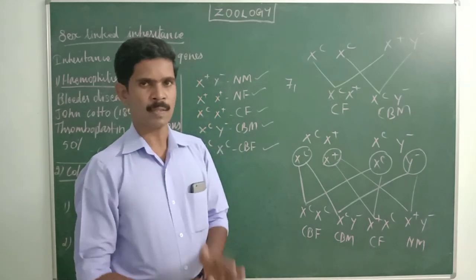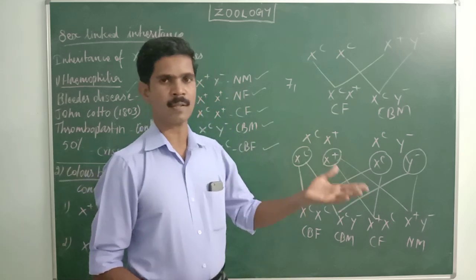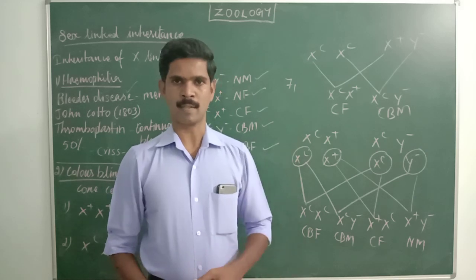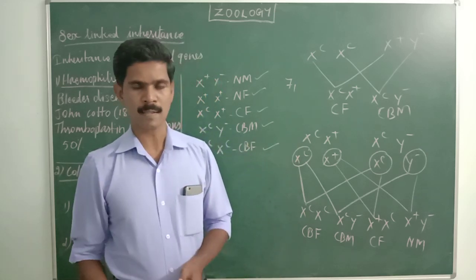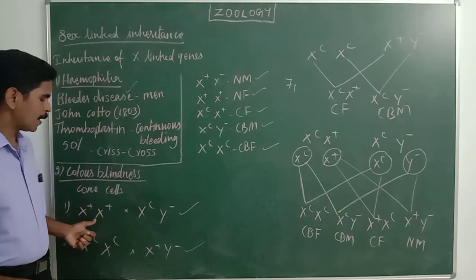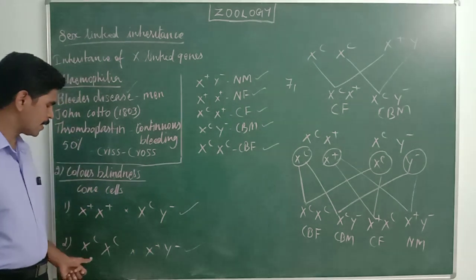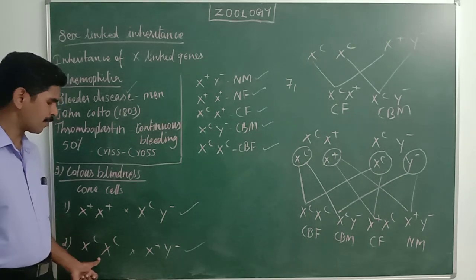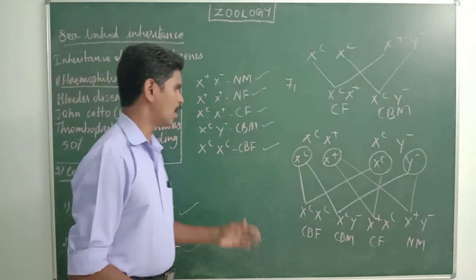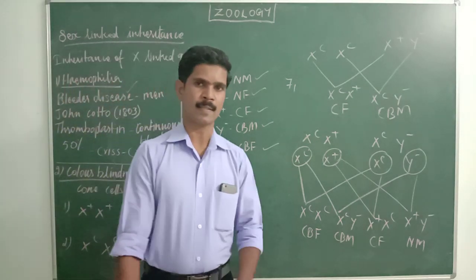Understand, my student? So this disease, colorblindness, is transferred from one generation to the next generation, from the father to son or father to daughter, from the mother to son or mother to daughter. It is transferred through two types of marriage. The first type is a marriage between the normal female and a colorblind male, and the second type is a marriage between the colorblind female and a normal male. So I hope you all understood this colorblindness disease.